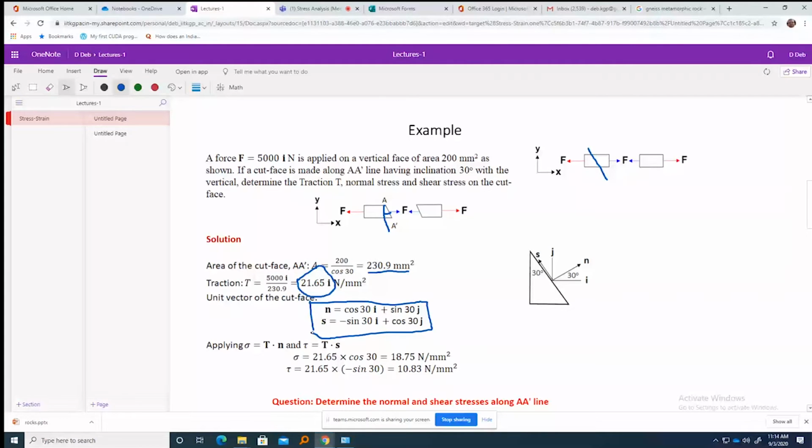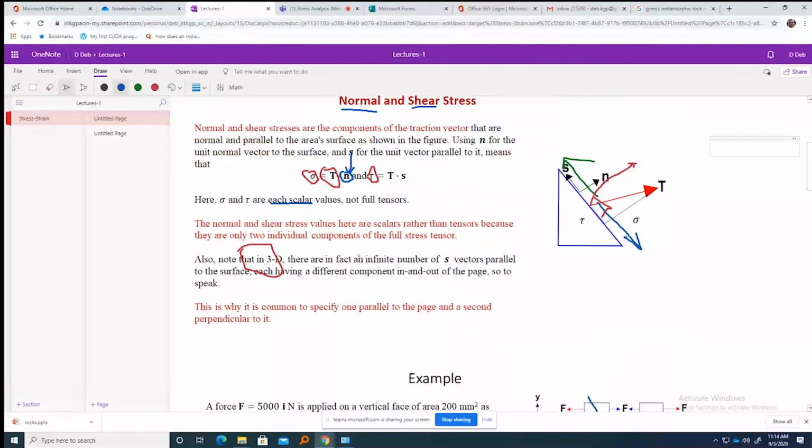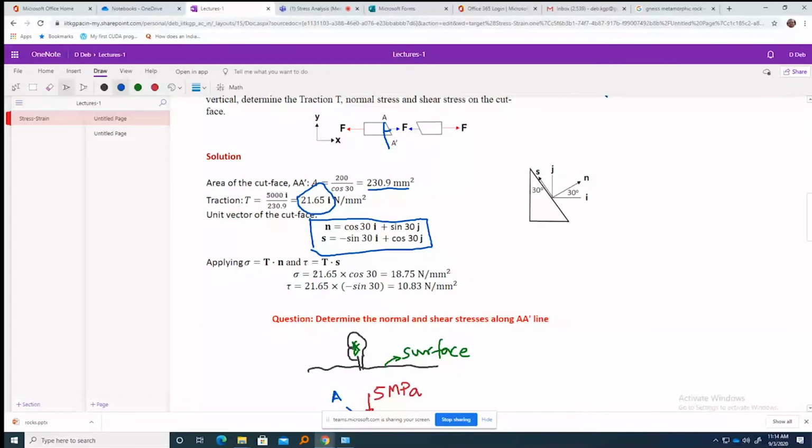If the angle is 30, then what will be n? This is cos 30 and this is sin 30, and this one will be just reversed, minus sin 30 and plus cos 30. Okay, this s direction, see, minus sin 30 plus cos 30. Okay. So applying that formula what I gave, T dot n, this will give me 18.75, and tau equals 21.65, which is the new traction in this. So this value we are getting 10 point. So there will be a minus. I think I missed that minus.